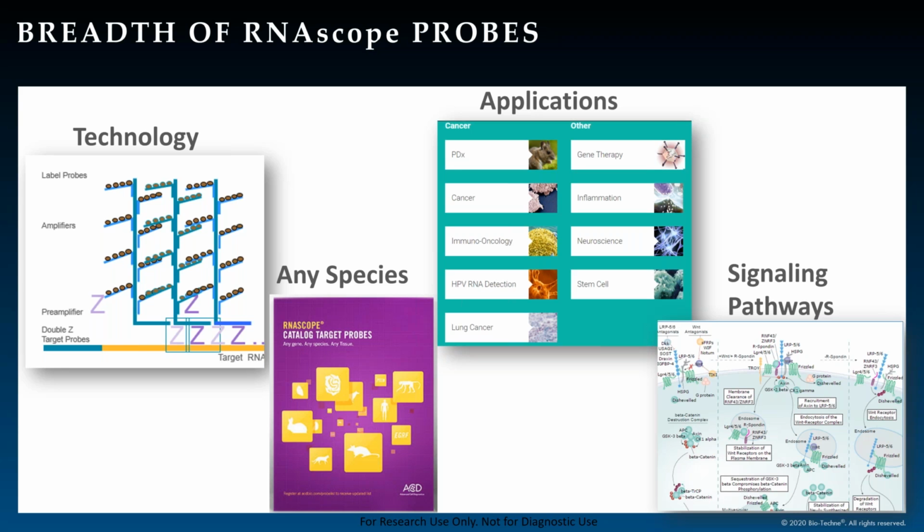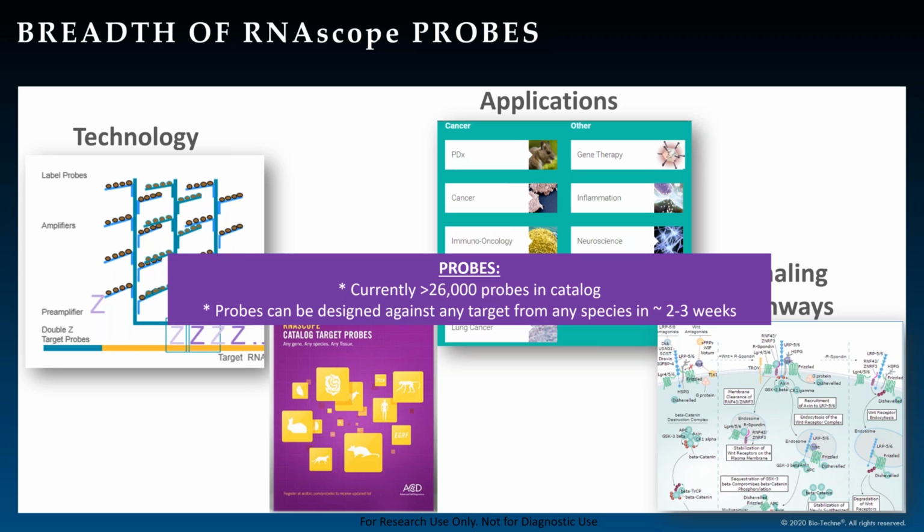We've also added support for signaling pathways and indicated the probes we have available with that pathway. As of today, we have over 26,000 unique target probes in our catalog. Custom probes can also be designed against any target from any species in about 2 to 3 weeks.